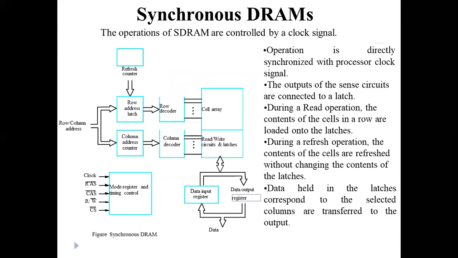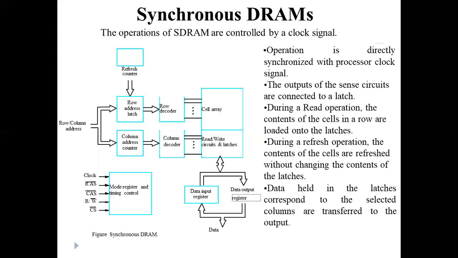In the synchronous dynamic random access memory, the operations of SDRAM are controlled by the clock signal. What is the meaning of clock signal? I told you already, a fixed clock, the clock of the processor is being used over here, which synchronizes every function, every working of the devices, every function of the units which are synchronized to that particular clock. Here the operation is directly synchronized with the processor clock signal.